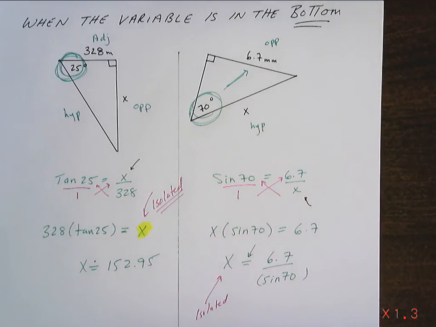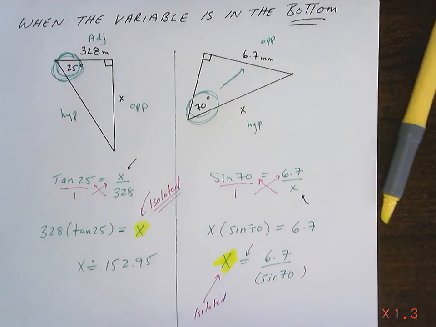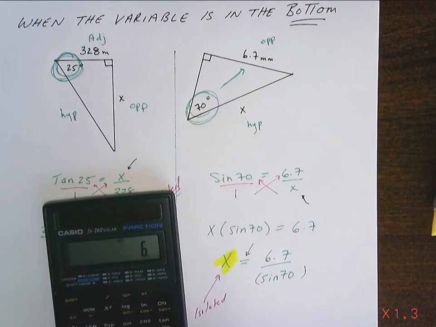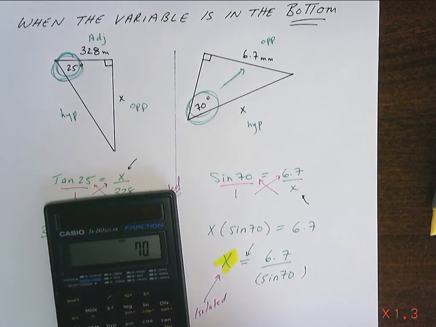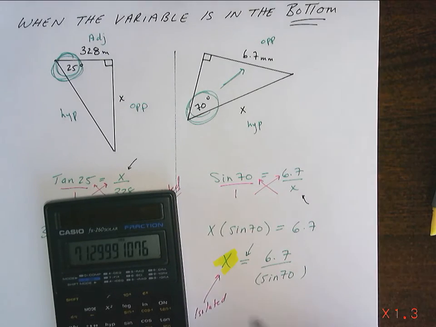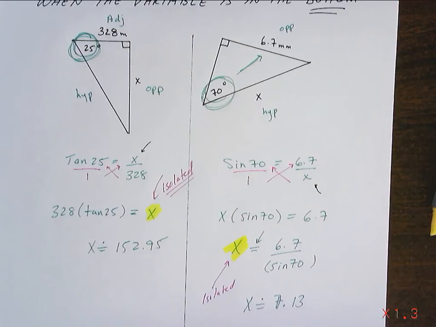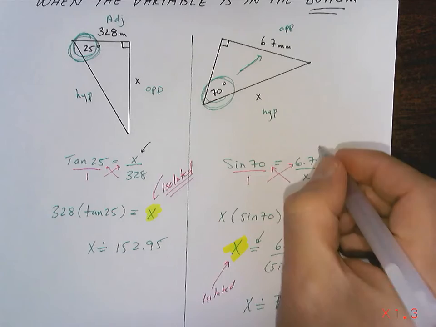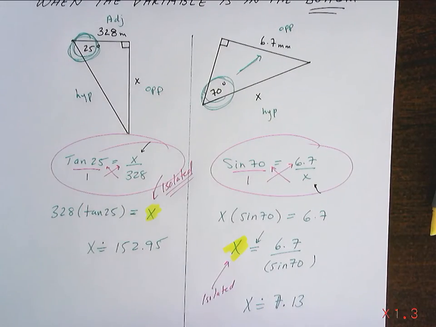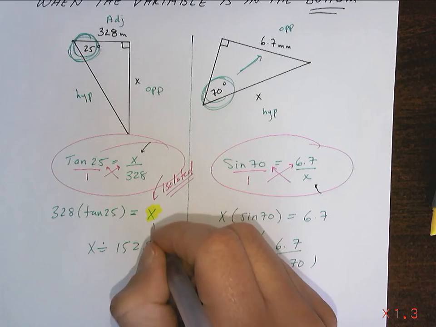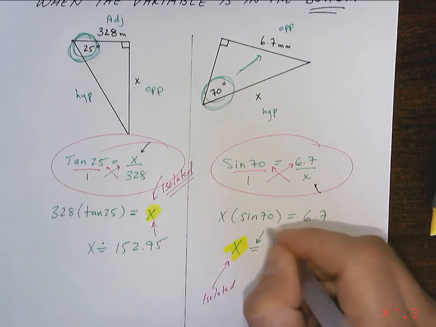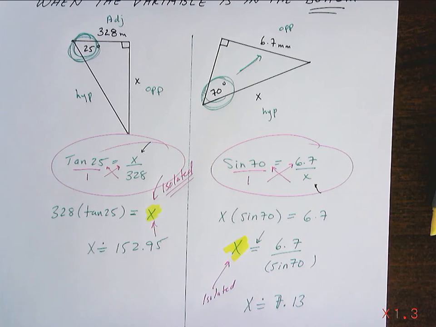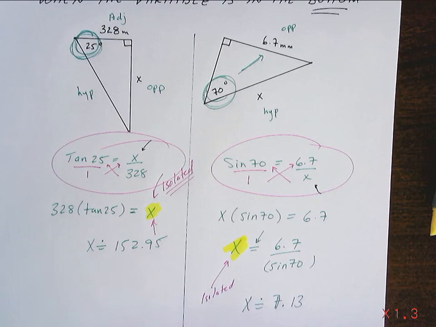It's all by its little lonesome, which means we grab our calculator, we put in 6.7, we divide it by sine 70, you hit equals, and I get a final answer of approximately 7.13. Ladies and gentlemen, that's how you handle it. And notice there's no difference. Cross multiply, cross multiply. The only question is it isolated when I'm done, or do I have to do a division? That's it. Make sure you can do these questions. Keep working.